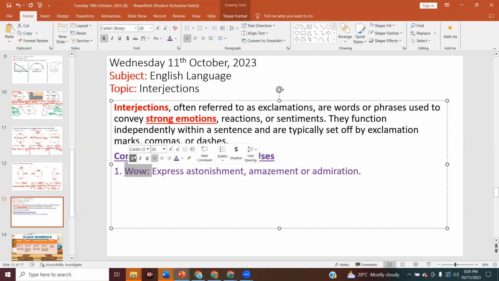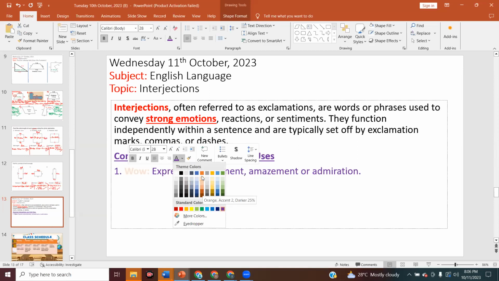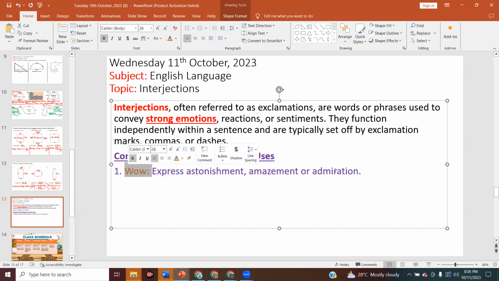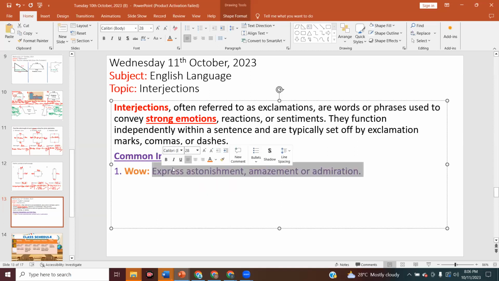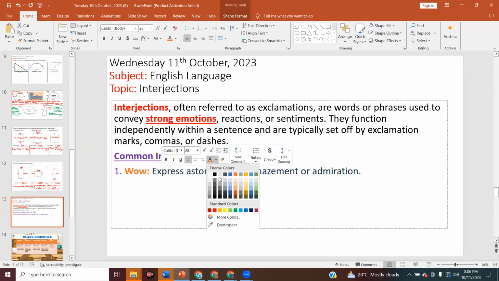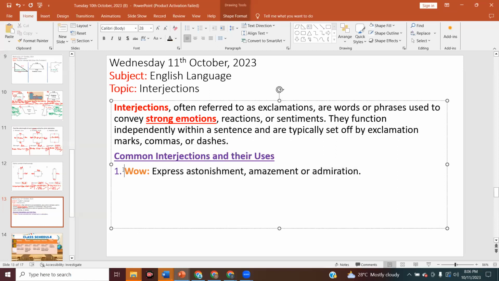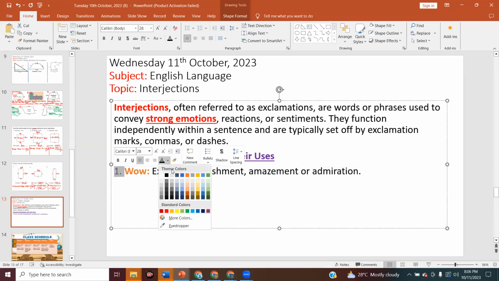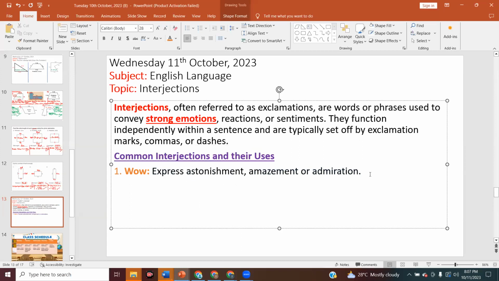Let me see if I can embolden this and give it a different color. So wow is an interjection that we use, and we use it to express, like I say, amazement, astonishment, or admiration.